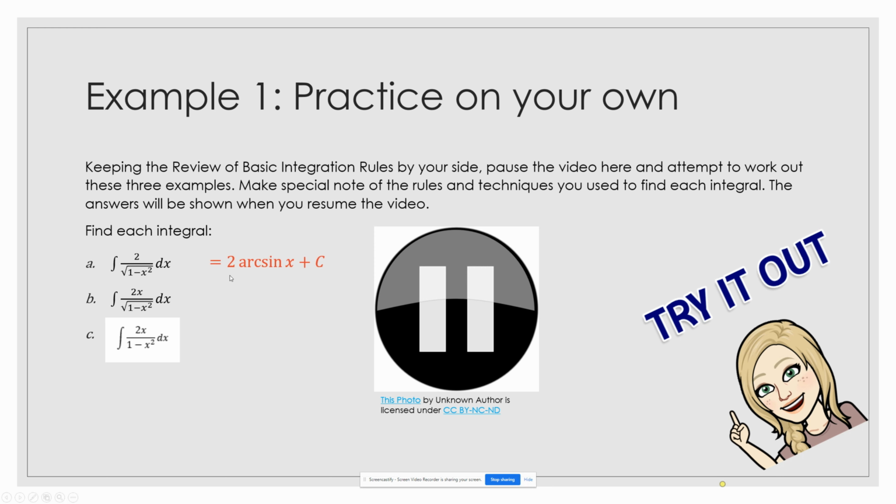So the first one is 2 arcsine of x plus c. The second one is negative 2 times the square root of 1 minus x squared plus c. And the last one is negative ln of the absolute value of 1 minus x squared plus c.